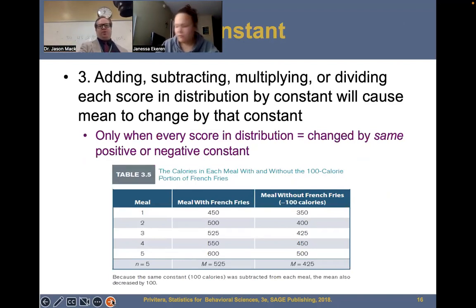Adding, subtracting, multiplying, or dividing each score in the distribution by a constant will cause the mean to change by that constant. So you go to McDonald's because they're the most wonderful company in the world.